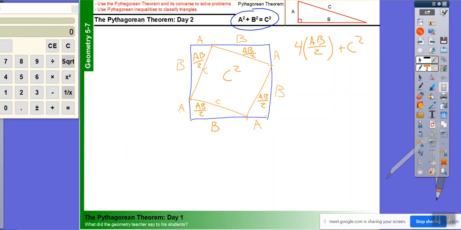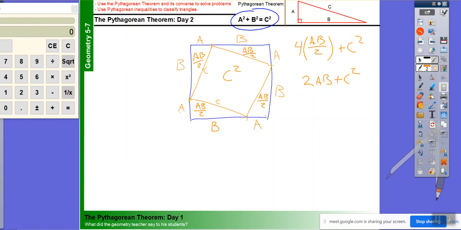And what is 4 times AB divided by 2? It's not a trick. 2AB. So the area of this blue square is 2AB plus C squared. Yes? But there's another way to find the area of a square.